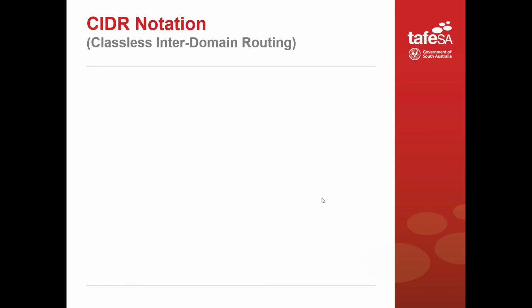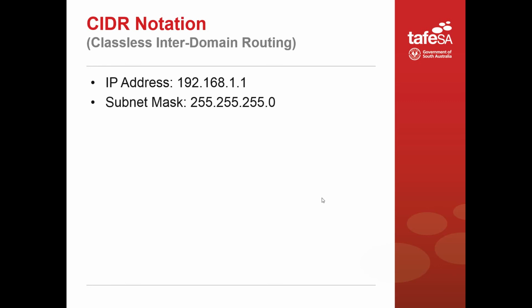Okay, going on to CIDR notation. This is known as classless inter-domain routing. This is just an abbreviated way of writing out an IP address and its subnet mask. So if we have an IP address 192.168.1.1 and the subnet mask is 255.255.255.0, this is a long way of writing it out.